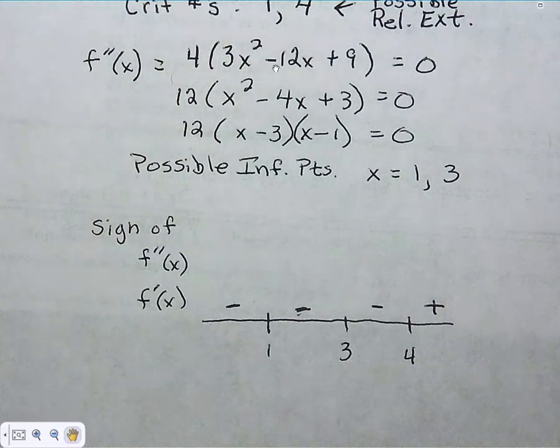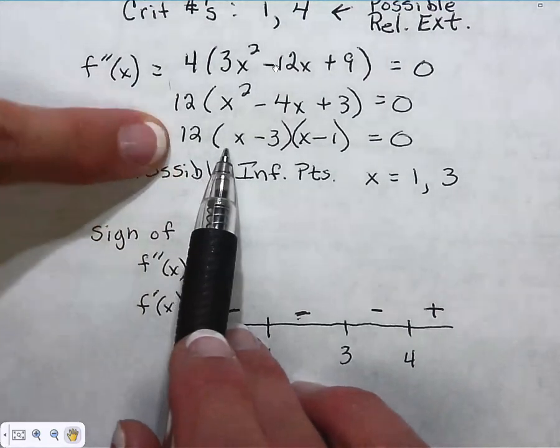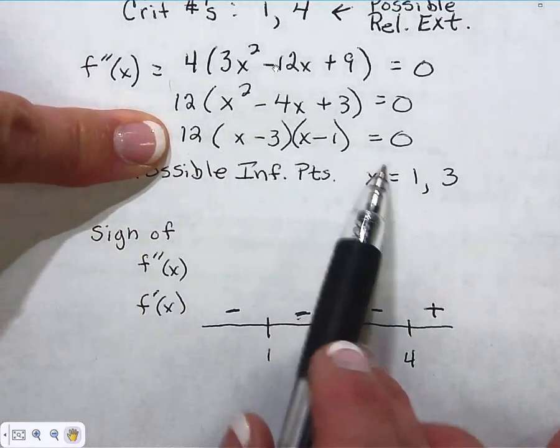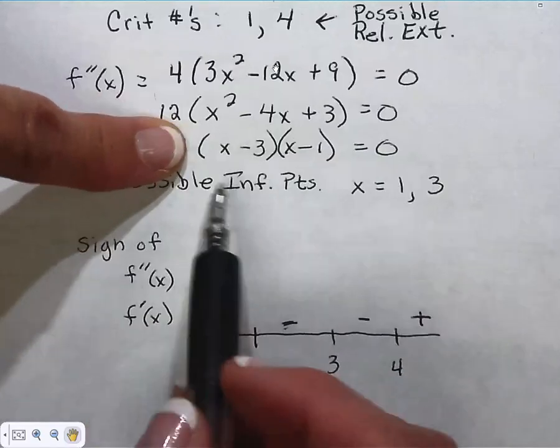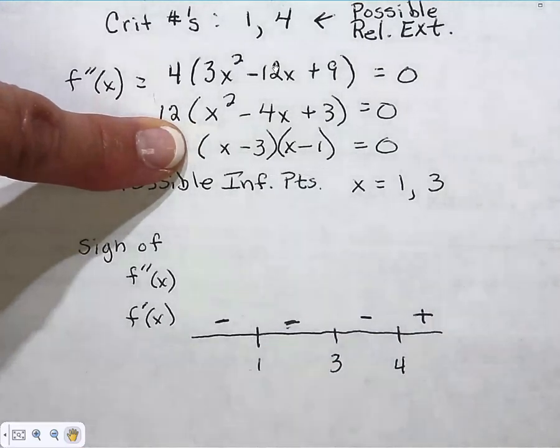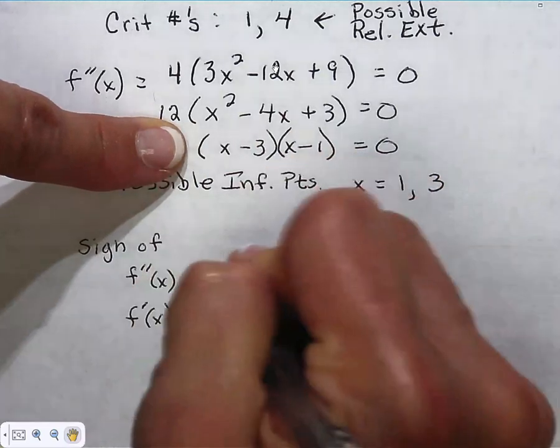All right, let's do the same thing with the second derivative. Here's my second derivative right here. My favorite number to the left of 1 is 0. If I put 0 into the second derivative, what's going to be the sign of my answer? It's going to be a negative times a negative, which is a positive.